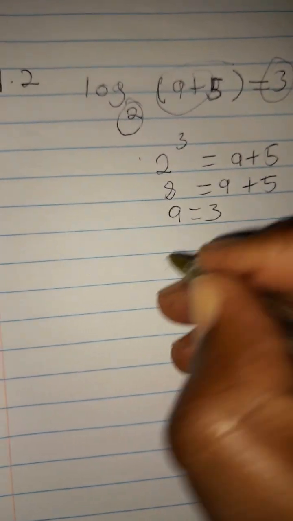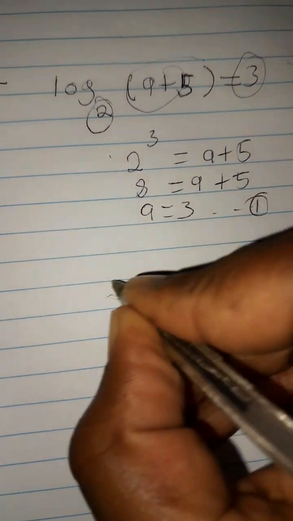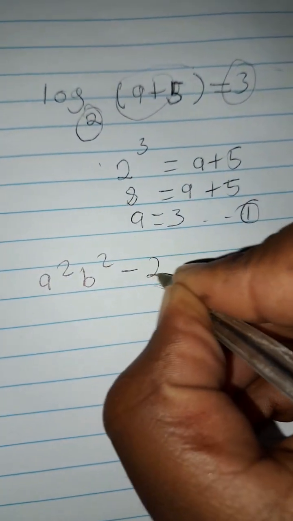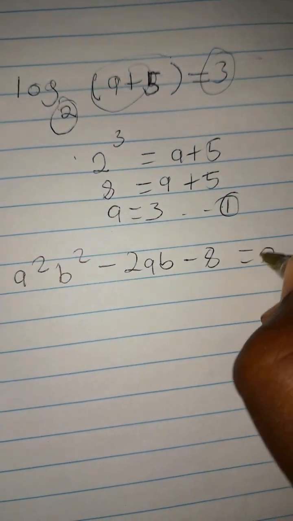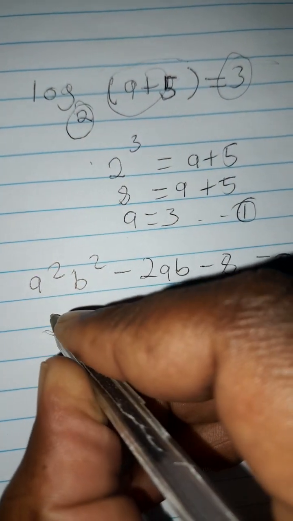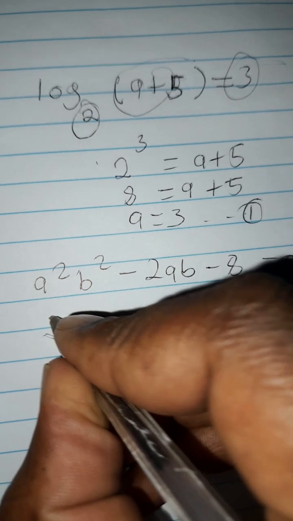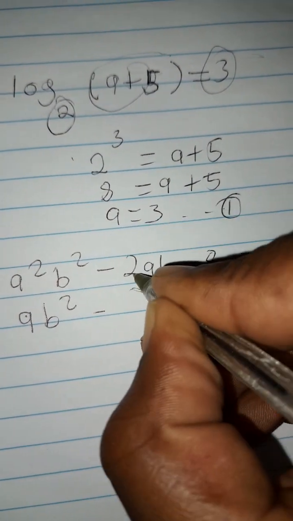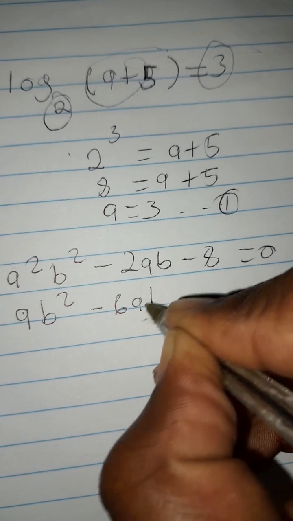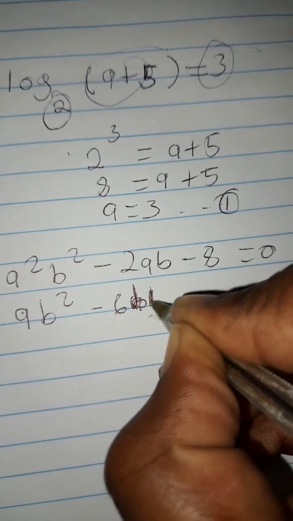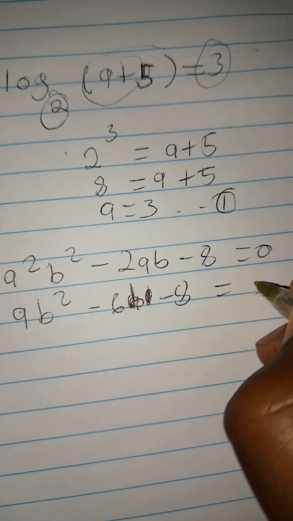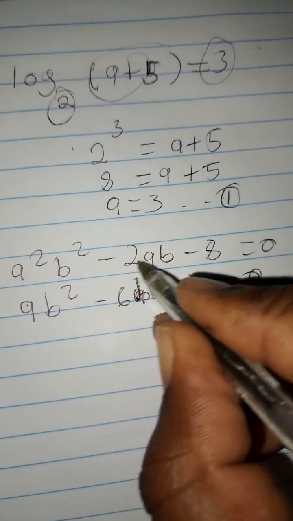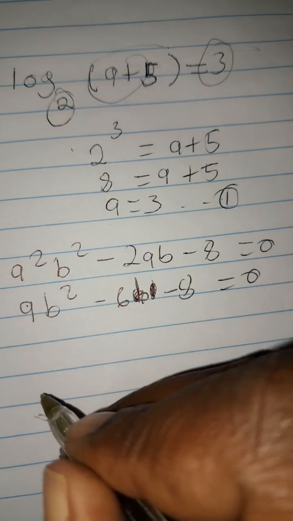This is our equation 1. So we are going to substitute this into equation 2. We're given a squared plus b squared minus 2ab minus 8 equated to 0. Where you see a, you're going to put 3. So 3 squared will be 9, plus b squared. Then when you place 3 here, 2 times 3 will be 6b. Sorry for that. So we have 9 plus b squared minus 6b minus 8 equated to 0.